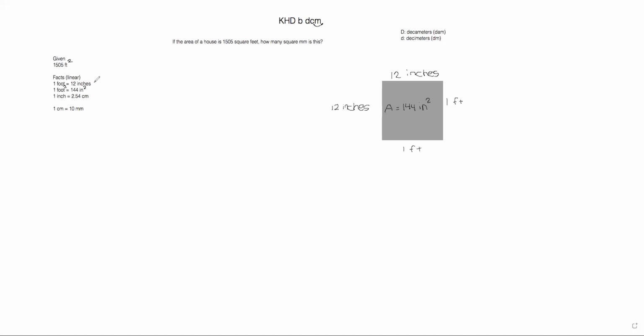All right, now I want to do the same thing for square inches to square centimeters. So I'm going to make another square. Actually, I'm going to keep this one. Can I? No, I'm just going to make a new one. Some things Zoom just does not let me do.